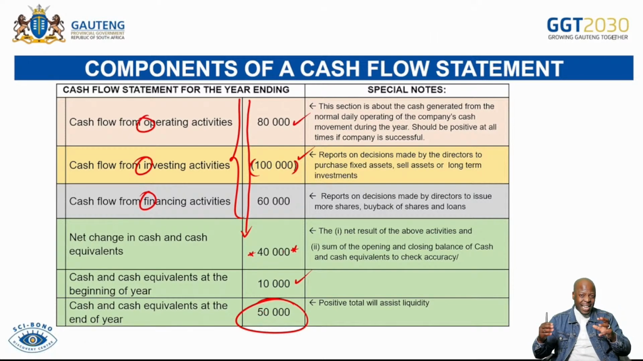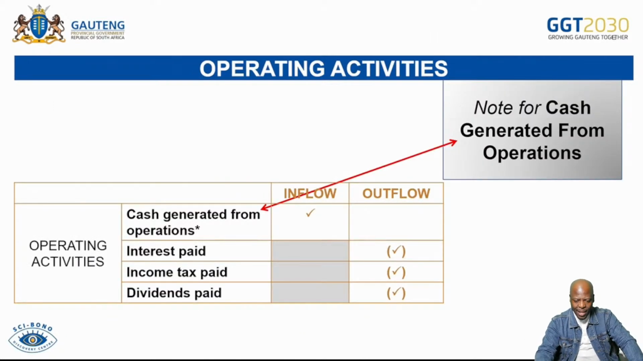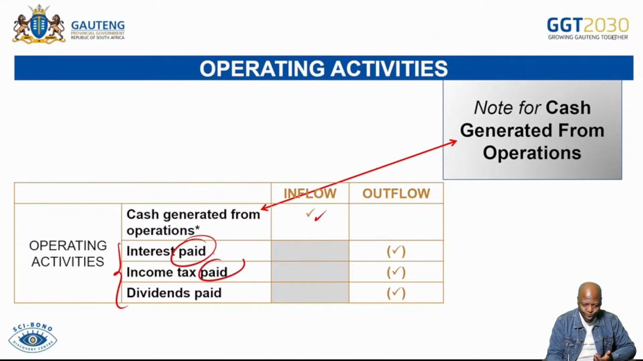This is a summary now, a shortened version of the cash flow statement. But what I did previously is the longer version. That is the cash flow statement. Okay, so in summarizing it, when we look at your cash generated from operations, I think I explained earlier on that your cash generated from operations is your inflow here, but your other amounts are paid. So once they are paid, it is cash outflow.